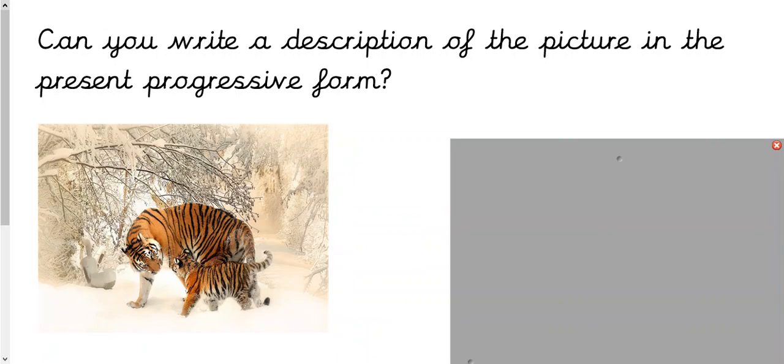Let's have a look at this one. So this time you've got a tiger, what looks like her cub, and you've got a snowy background. So it's up to you what you write your sentence about. Have a go now, please.